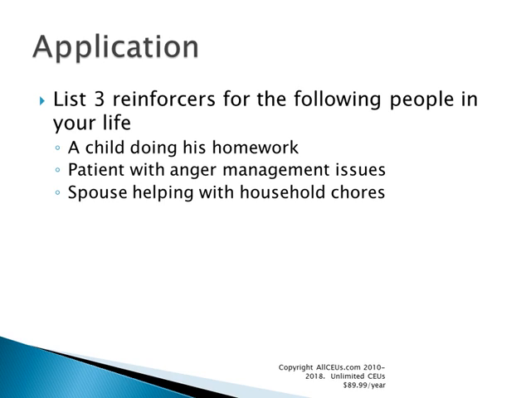Identify 3 reinforcers for the following people in your life: a child who is doing his homework, a patient who has anger management issues, and a spouse who helps out with household chores.